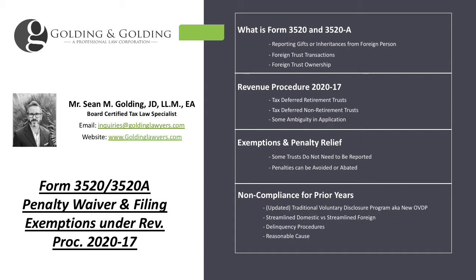So, in order to reduce and eliminate the duplicative reporting, this revenue procedure was released. And essentially what it says is, as to the filing exemption portion, for tax-deferred retirement trusts and tax-deferred non-retirement trusts, if you meet certain elements or requirements, you don't have to file the Form 3520. You still have to file the FBAR and the Form 8938 if required, but you can escape filing the Form 3520, especially when it comes to tax-deferred retirement trusts.